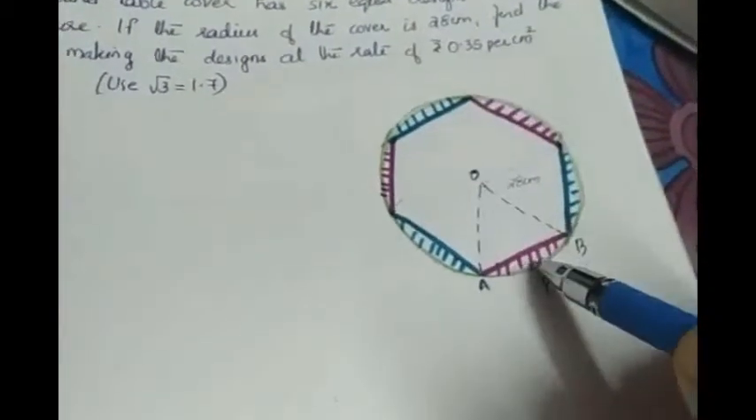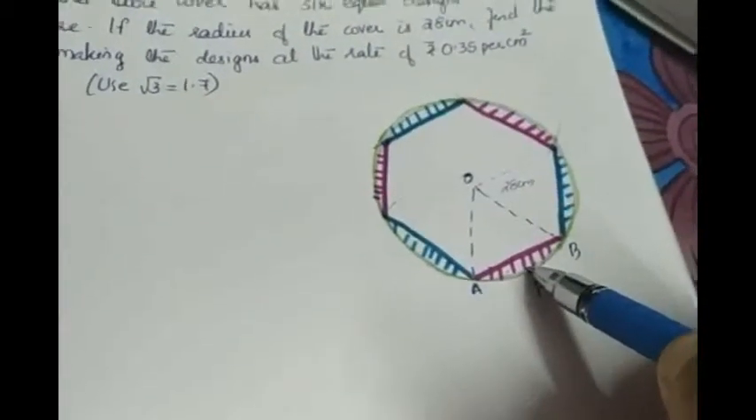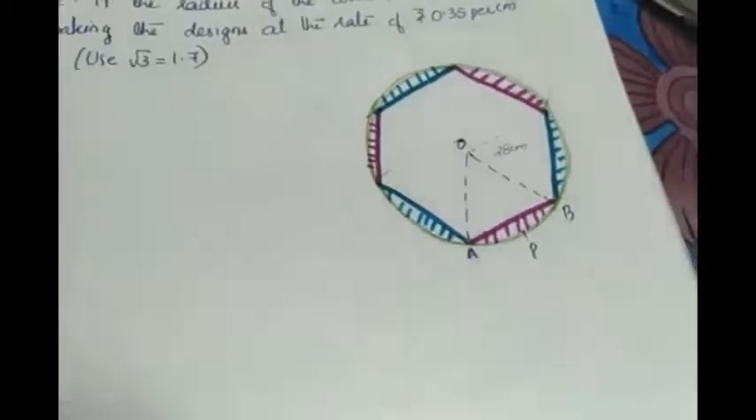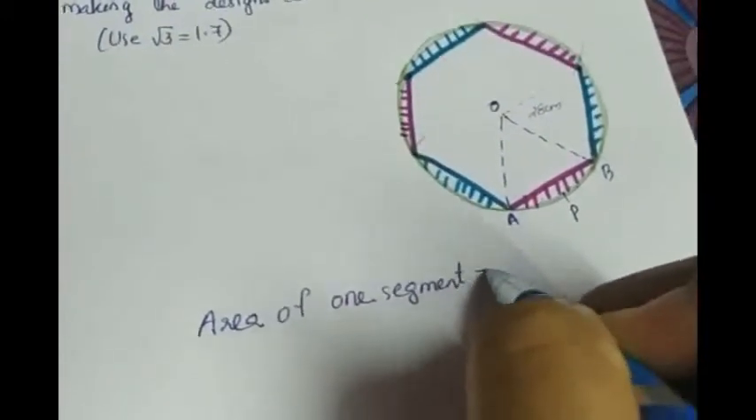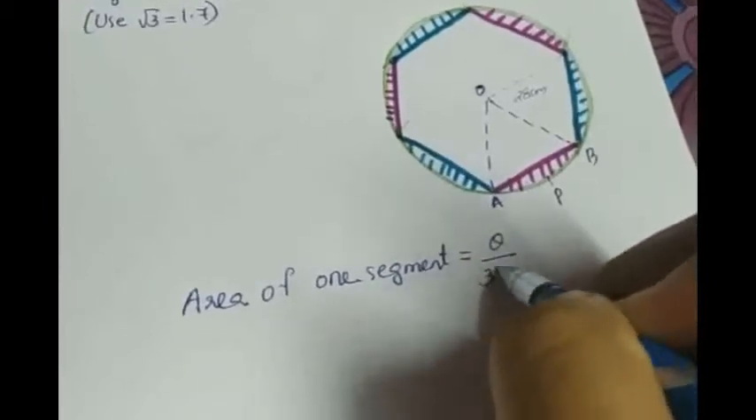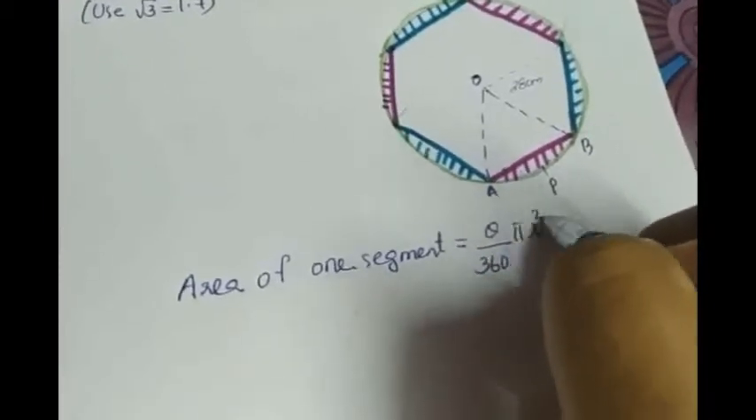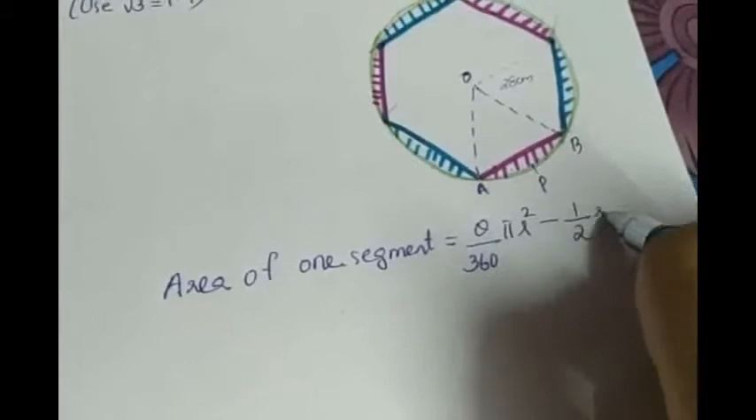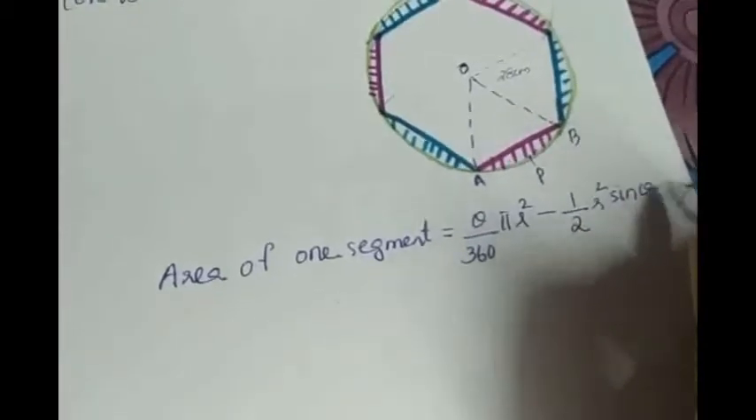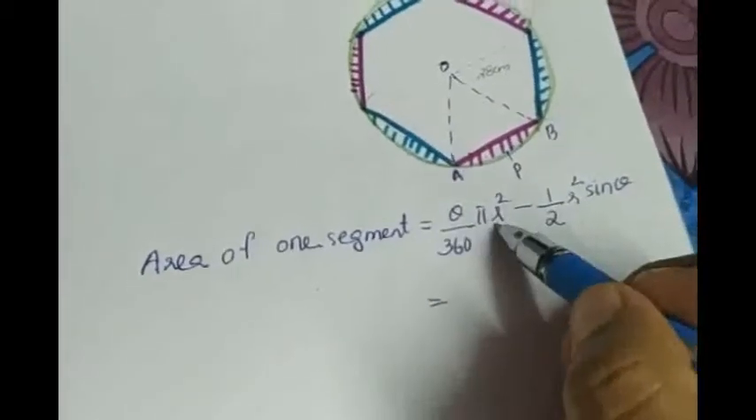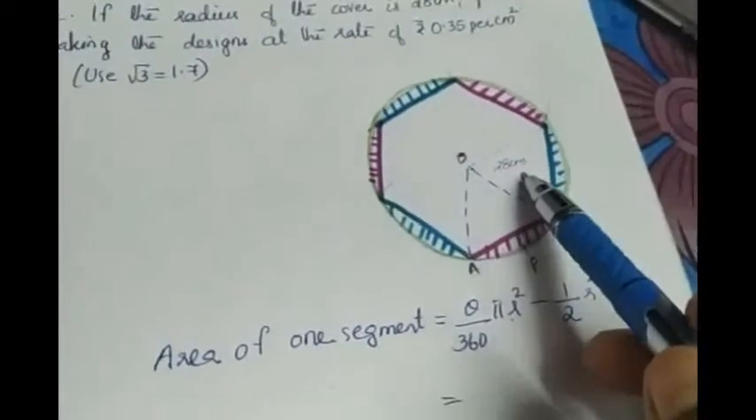So to find the area of one segment, what's the formula? Area of sector minus area of triangle. So we will calculate the area of one segment. Area of one segment is equal to area of sector, that is theta divided by 360 into pi r square, minus area of triangle, that is half r square sine theta. Here r is the radius. Radius is given as 28 centimeter.